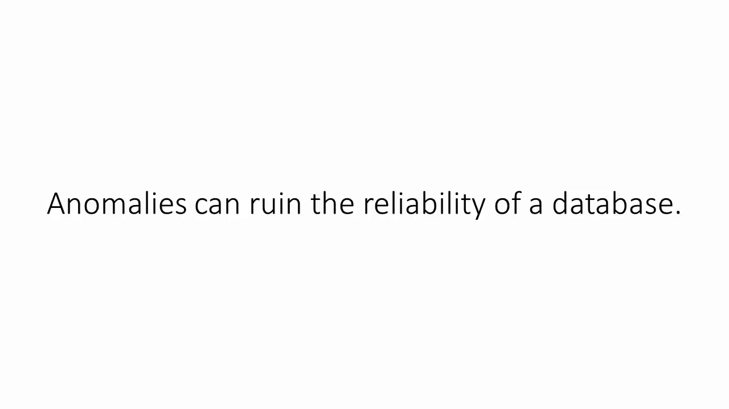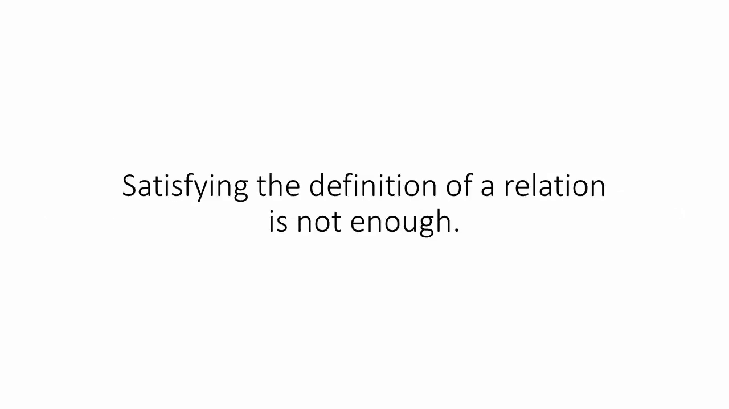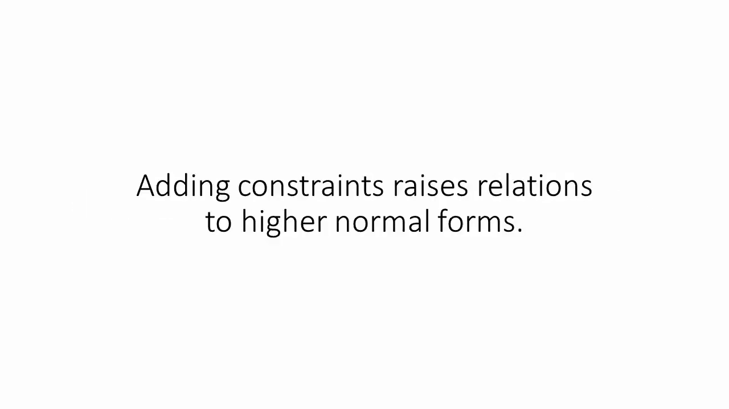Anomalies, such as those covered in the previous segment, can ruin the reliability of a database, becoming more and more serious over time. As we've seen, satisfying the requirements for being a relation is not sufficient to protect a database table from anomalies. Given how important this issue is, it's been extensively studied. As various possible anomalies were discovered, additional constraints were placed on the relations, each one to prevent a specific type of anomaly. These constraints put the table in successively higher normal forms.